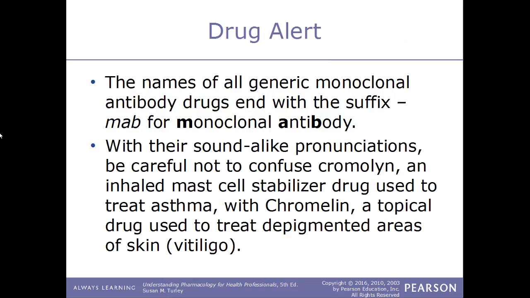Now we'll talk about a drug alert. The names of all generic monoclonal antibody drugs all end with the suffix MAB, M-A-B, for monoclonal antibody. The M for monoclonal, then AB for antibody. Now with their sound-alike pronunciations, be careful not to confuse cromolyn, which is an inhaled mast cell stabilizer drug that's used to treat asthma, with cromolyn, which is a topical drug used to treat depigmented areas of the skin, such as vitiligo. So they sound the same, but they are, of course, spelled differently, and they treat completely different things.